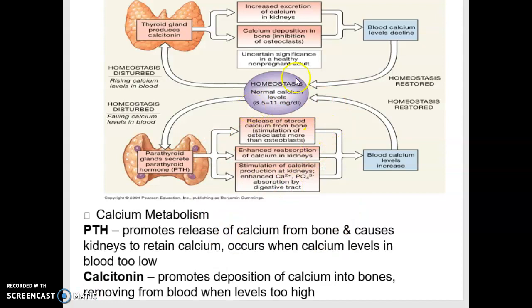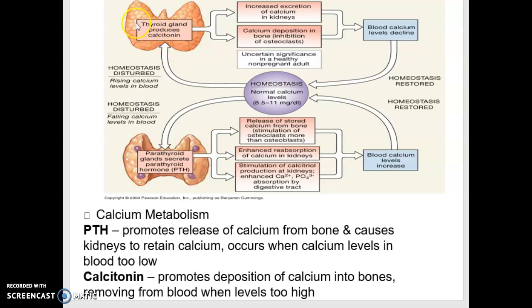Now, I really love this homeostatic chart because here it gives us our normal calcium levels, 8.5 to 11 milligrams per deciliter. So if we drop below 8.5, we need to do something about it. Or if we go above 11, we need to do something about it. So notice, going out of that range is a disturbance in homeostasis.